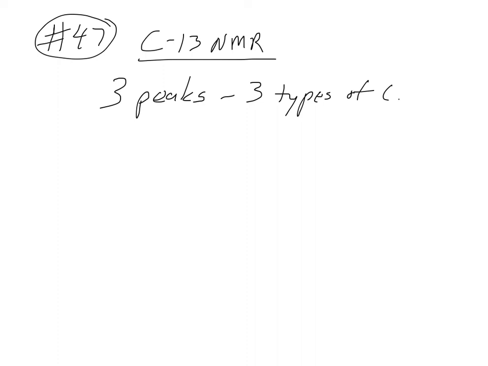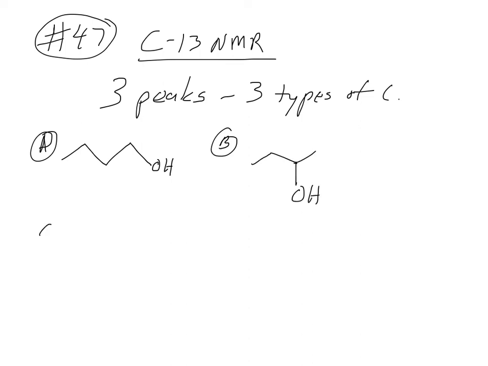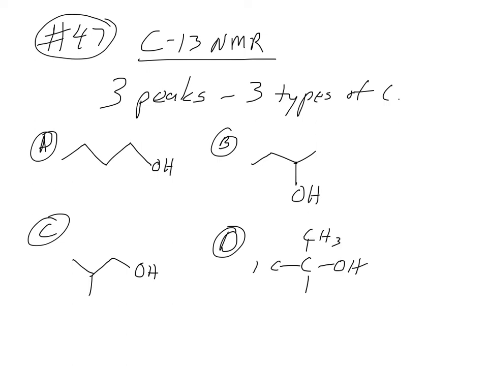Let me draw these out quick. So that's A, B, C, D. A lot of people probably looked at this and said, "Oh God, I don't know carbon NMR," because it's hard to know those exact things. But all this was saying was, there are 3 peaks, so you need to have 3 types of carbons.